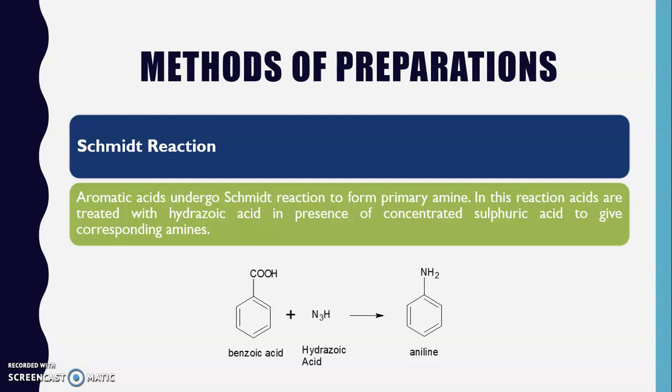In this reaction, aromatic acids are reacted with hydrazoic acid. Hydrazoic acid means what? HN3. This is known as hydrazoic acid. So when aromatic acids are reacted with hydrazoic acid in the presence of concentrated sulfuric acid, they are converted to the corresponding amines. In this case also, the hydrazoic acid is added to this benzoic acid, and after rearrangement there is formation of the isocyanate. This isocyanate on hydrolysis is converted into aniline.